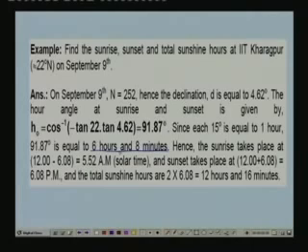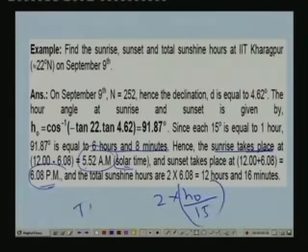What is the meaning of this? This means that sunrise takes place at 12 minus 6.08, that is 5.52 in the morning. This is the solar time, and sunset takes place at 12 plus 6.08, that is 6.08 pm. So sunrise is at 5.52 am and sunset is at 6.08 pm, both with reference to solar time. The total sunshine hours are 2 times H naught divided by 15, since H naught is in degrees. So you can see the usefulness of this equation.